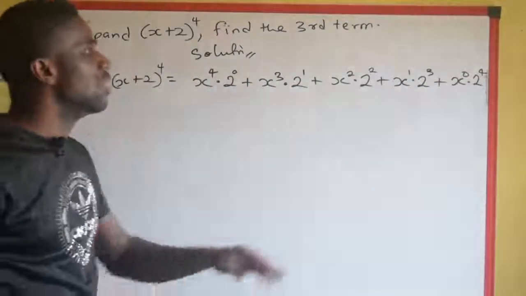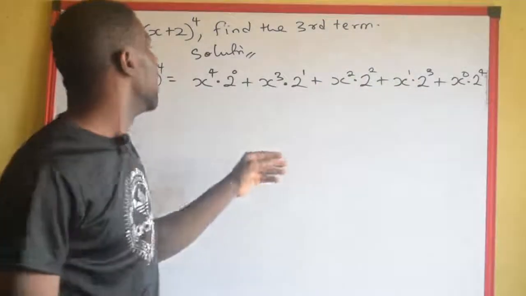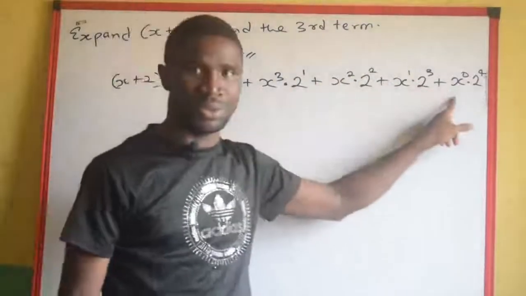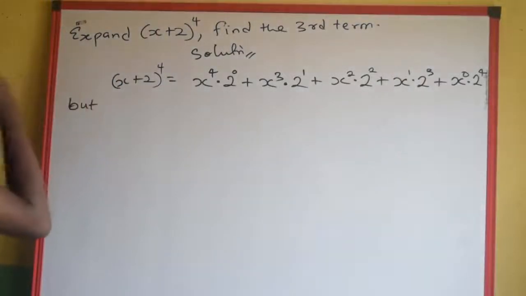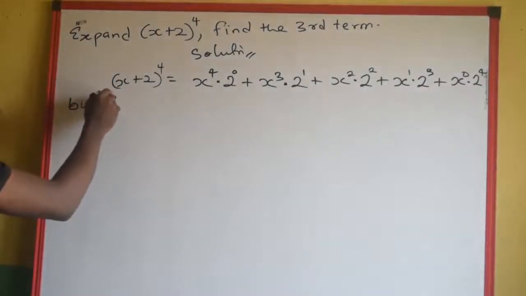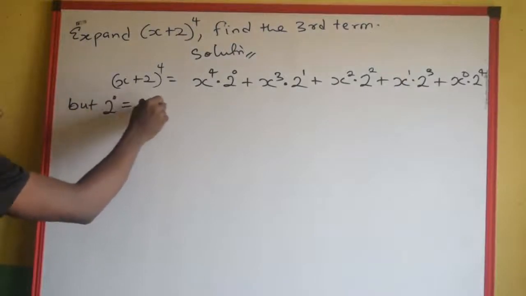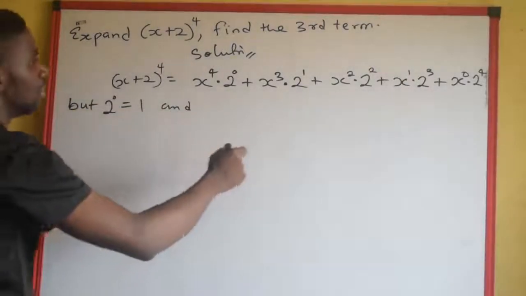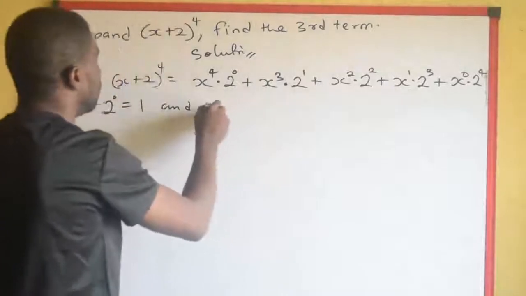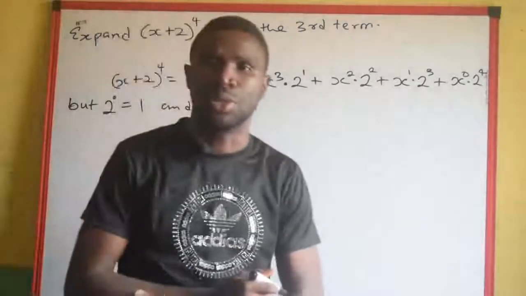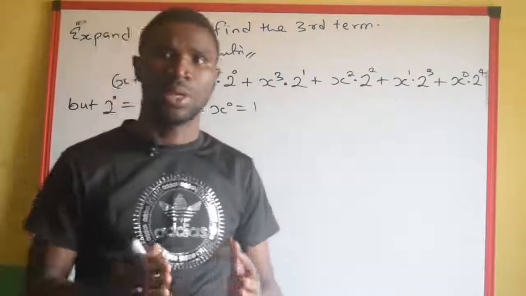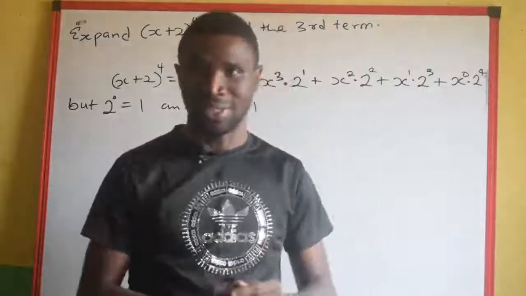So at this juncture we are going to stop, because the x started from 4, reduced to 0. Now, you and I know clearly that 2 raised to the power 0, according to the laws of indices, is 1. And we know that x raised to the power 0 is 1, because indices made us know that anything raised to the power of 0 is 1, according to one of the laws of indices.